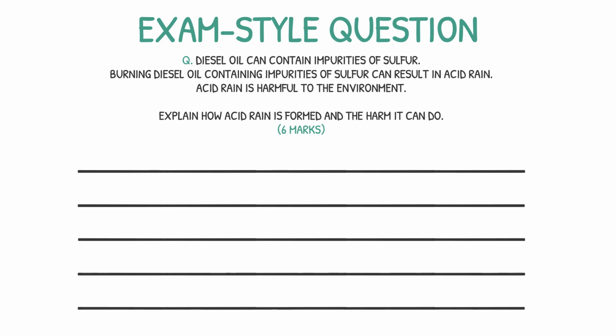Diesel oil can contain impurities of sulfur. Burning diesel oil containing impurities of sulfur can result in acid rain. Acid rain is harmful to the environment. Explain how acid rain is formed and the harm it can do.